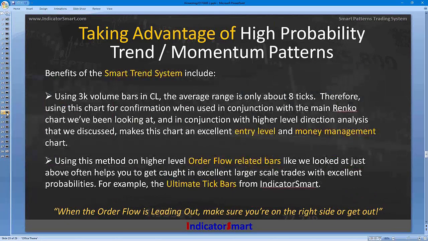Let's look at the next one. So what are some of the benefits of using this kind of a system? Well, average bar is only about 8 ticks. I think it said 7 on there, about 8. So when you're using the chart for confirmation, used in conjunction with the main chart, that's the one that we looked at a little bit earlier, it gives you really good entry level and money management capabilities. So it's getting down to the micro level.